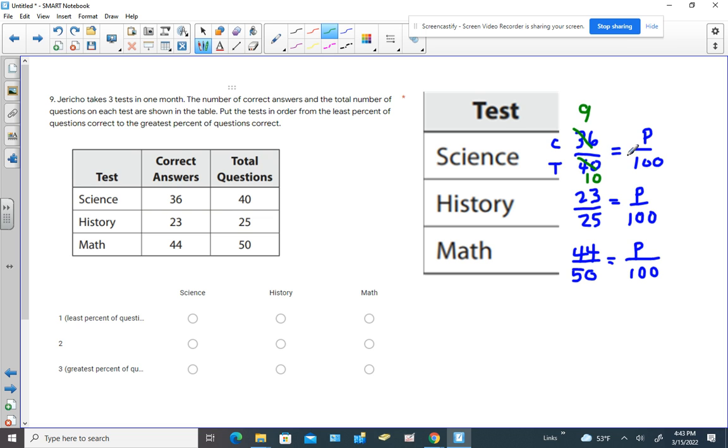Now, as it turns out, 10 is compatible with this. And you would ask yourself, what's the factor that we could multiply? 10 times 10 would equal this. So we just have to do 9 times 10 to get the answer. 9 times 10 would be 90. So 90 over 100 converts to 90%. So science is 90%. I'll write it over here.